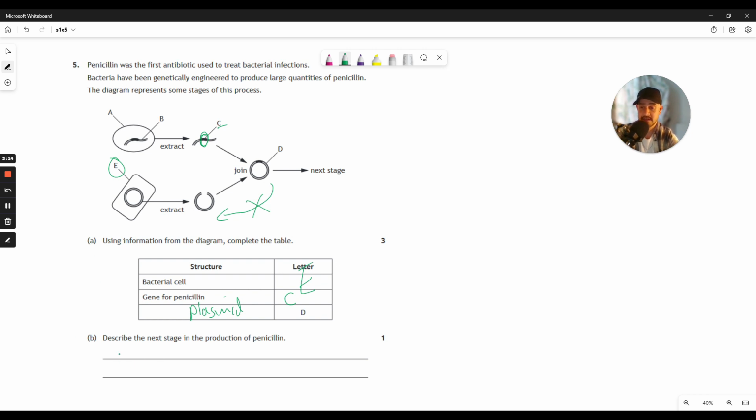So you could say that the modified plasmid is inserted into a new bacteria. Okay, new bacteria. Make sure it's always that whenever you're answering a question on the next steps of this process.